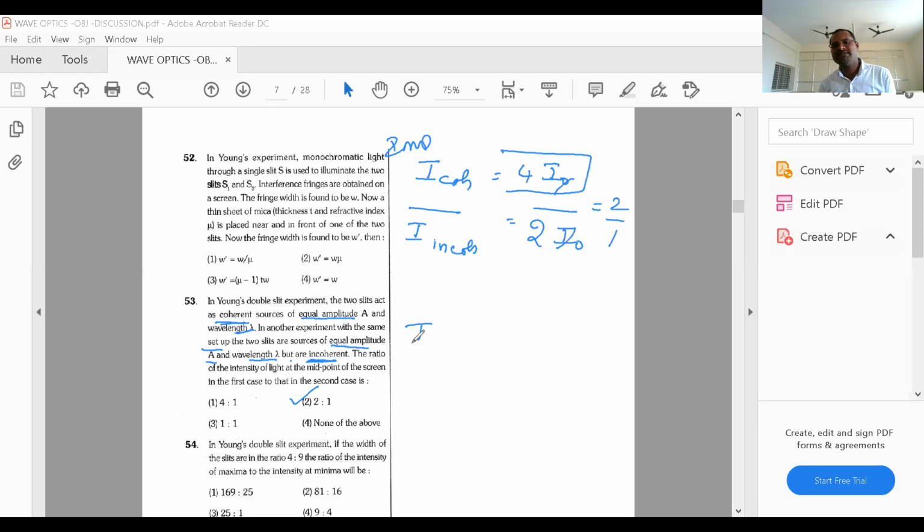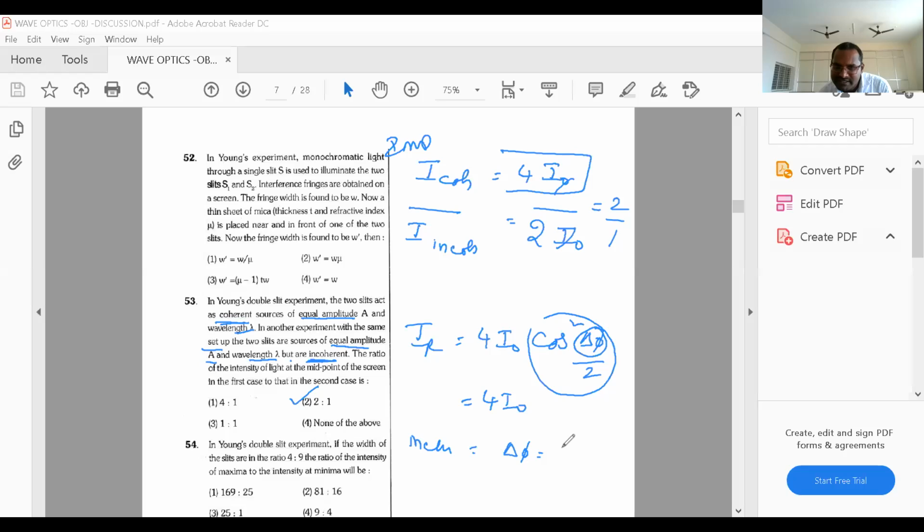You know that resultant intensity is equal to 4 I naught cos square delta phi by 2. Coherent sources means delta phi is 0, cos 0 is 1, so cos square 0 is 1, so it will be 4 I naught. Whereas for incoherent sources, delta phi value is 90 degrees. 90 by 2 means 45. Cos 45 is 1 by root 2, and 1 by root 2 whole square is 1 by 2. So it becomes 1 by 2 of 4 I naught, which is 2 I naught. That's why I have written 2 I naught. Got it? So it will be 2:1.